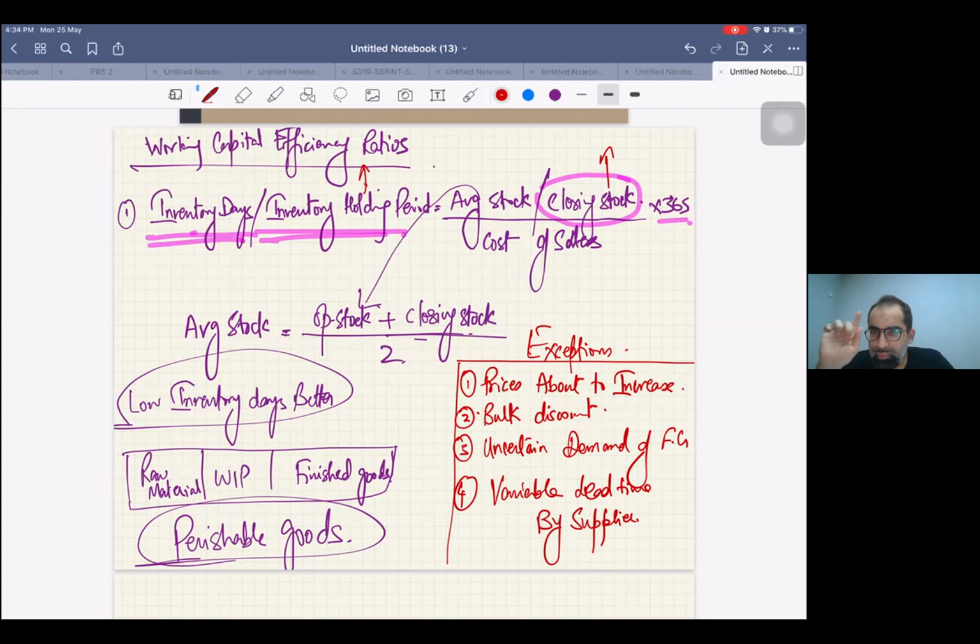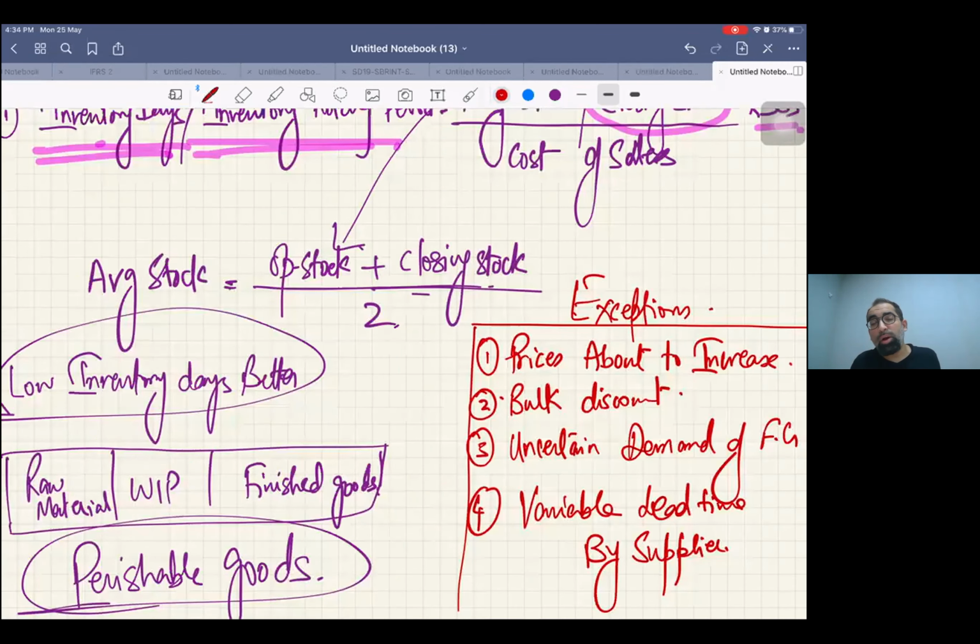Okay. Now, I taught you initially that lower inventory days are better, but sometimes there are exceptions. If inventory days are higher because of these reasons, then do not blame the management. The first thing is prices about to increase. For example, I have my business of sugar.